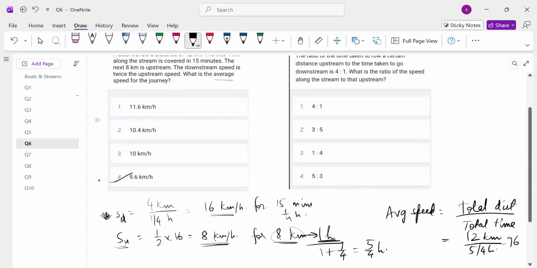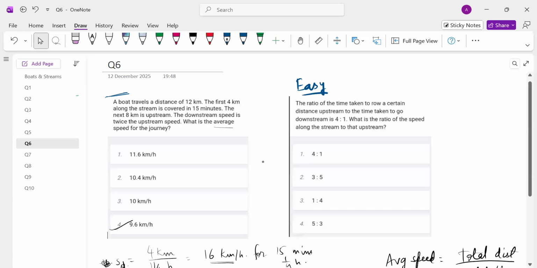Okay. And of course in the second question, it's just the reverse ratio. Ratio of time taken is 4:1, so speed is 1:4. Okay, so I think we are okay. I think the question has been given slightly reversed. What is the ratio of the speed along the stream to upstream? Yeah, along the stream is more, so it is 4:1. It is just the wording of the question, right?